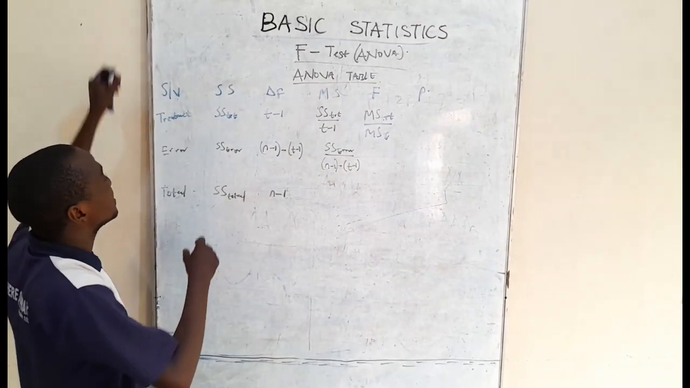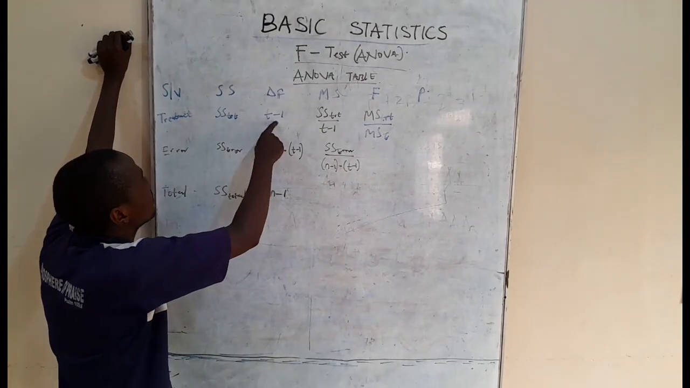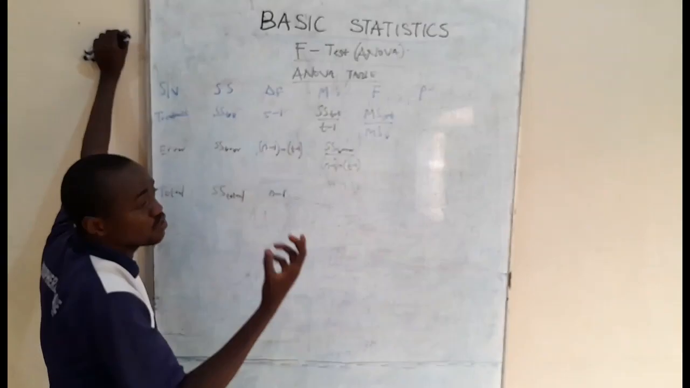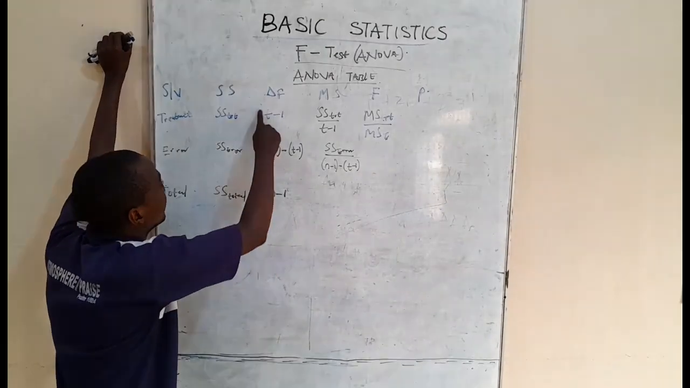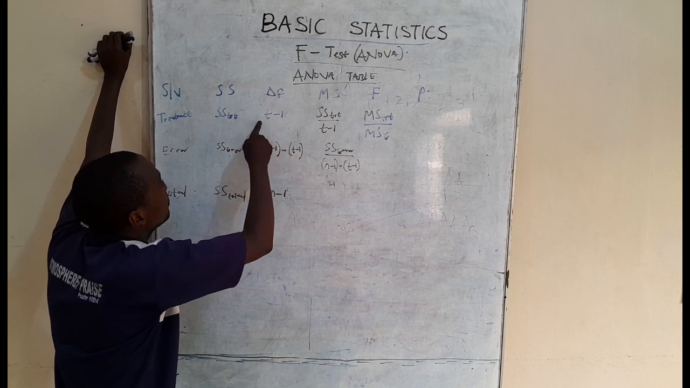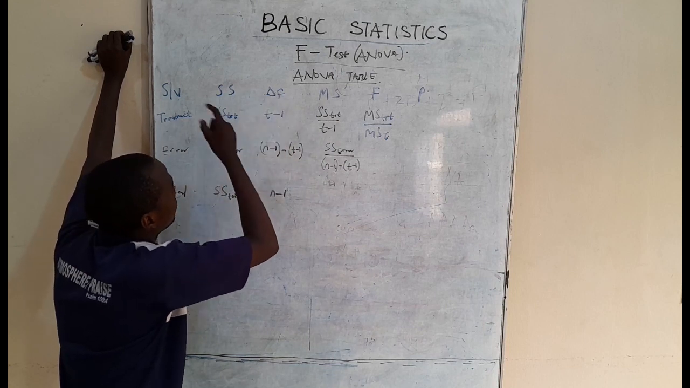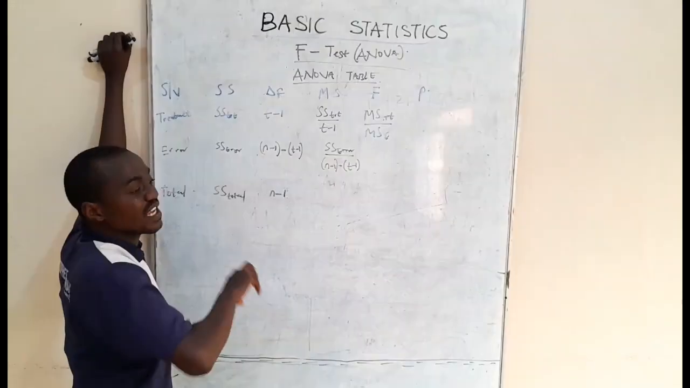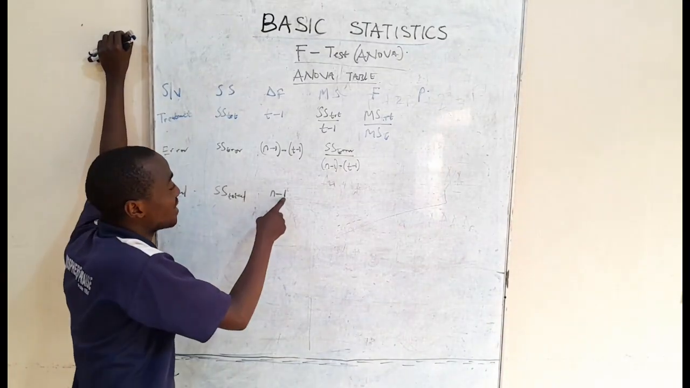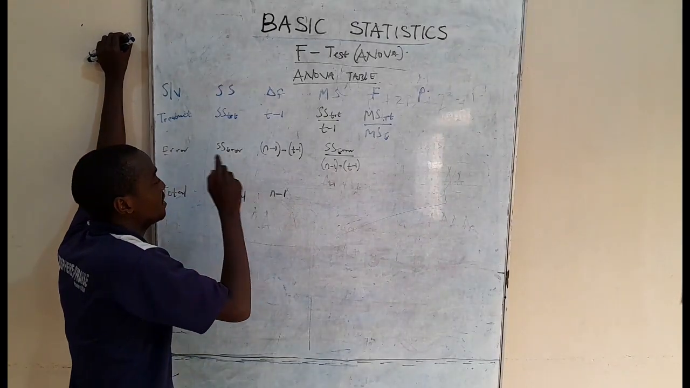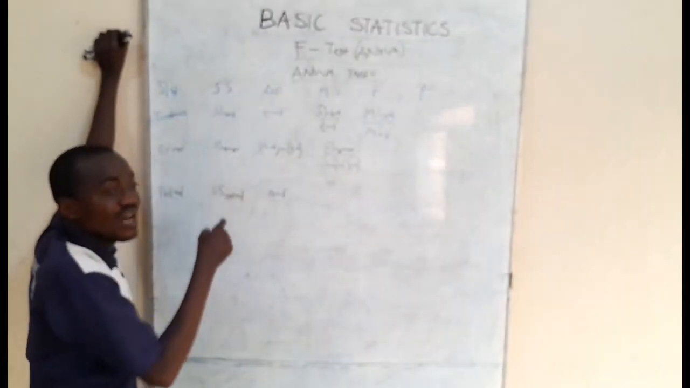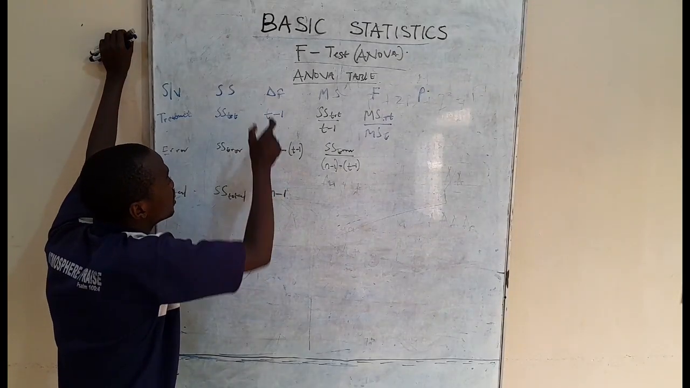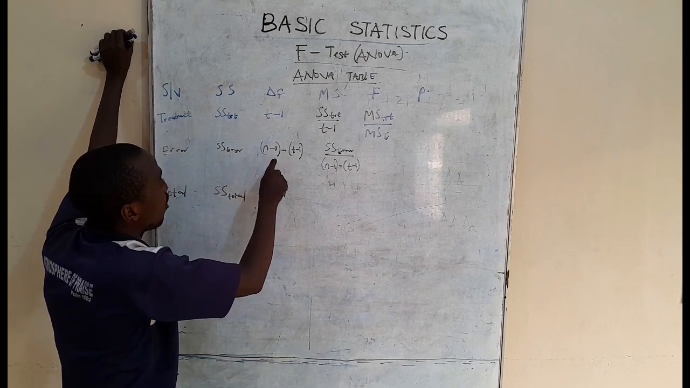The degree of freedom for treatment means the number of groups that we have. Let's say I have 3 groups to apply treatment to. So the number of groups is 3 minus 1, which is 2. That will be the degree of freedom for the treatment. The degree of freedom for the total means every total observation that I have minus 1. The degree of freedom for error will be the degree of freedom for total minus the degree of freedom for treatment.